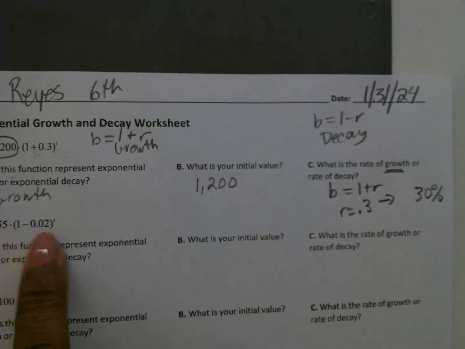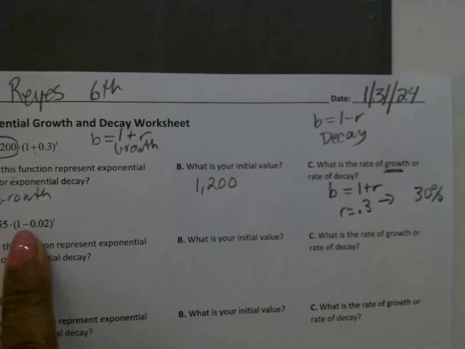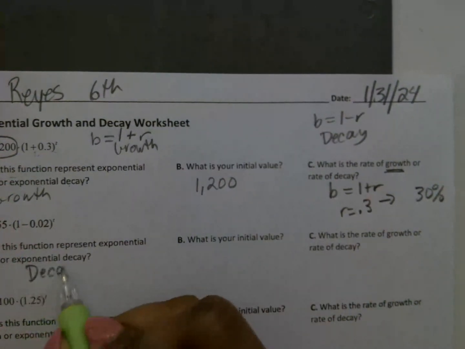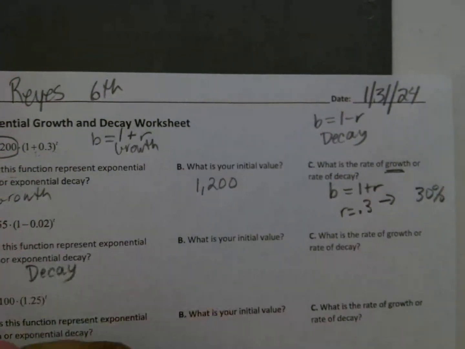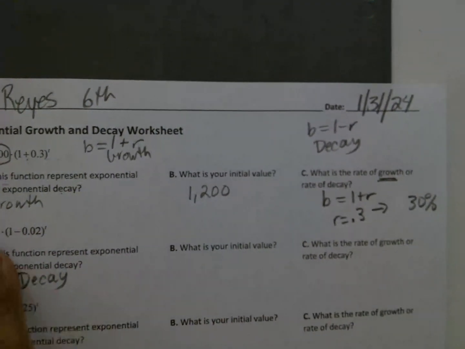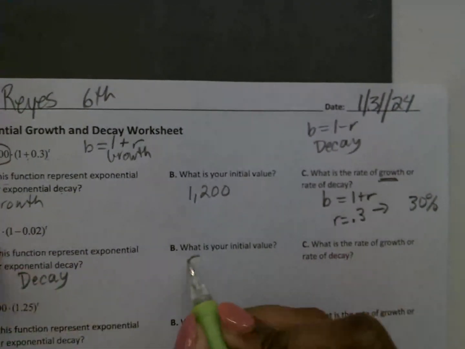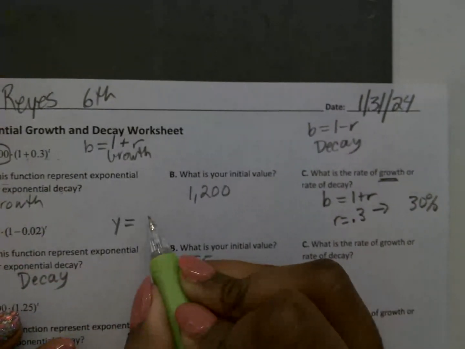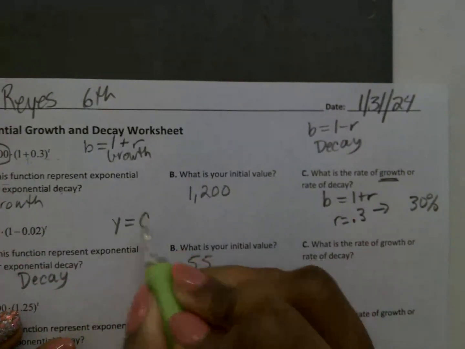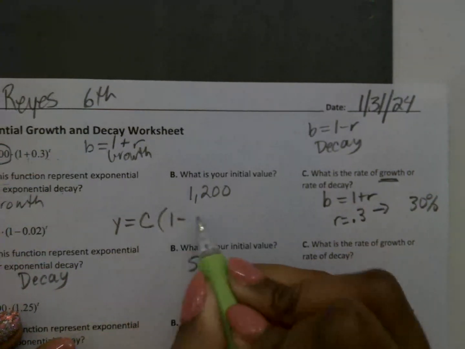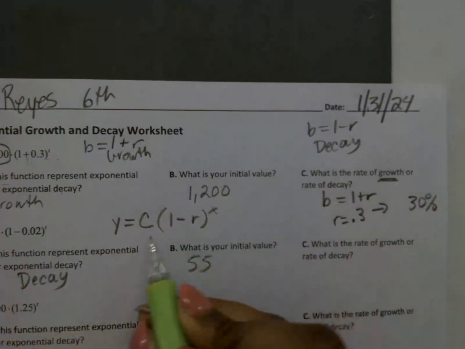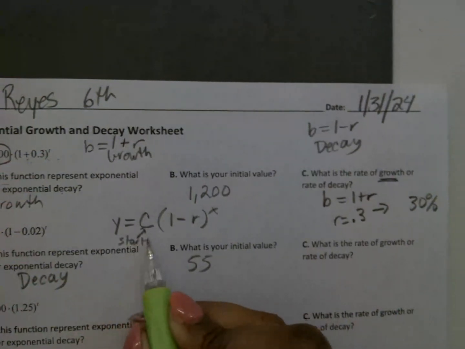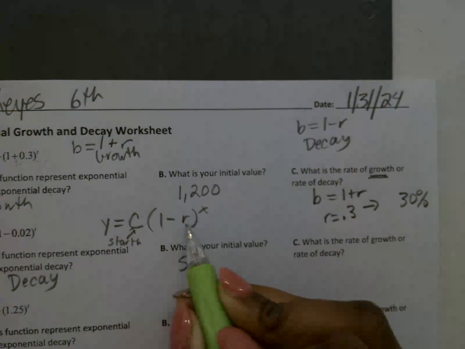Again, you're subtracting the percent. So again, this is decay. Okay, so number 2 is decay. All right. So now your initial value is 55 here. And don't forget that you have your A or your C times 1 minus R to the X power. This is the initial value or the starting or the y-intercept. Look in your notes. This is the 100% and this is the rate.